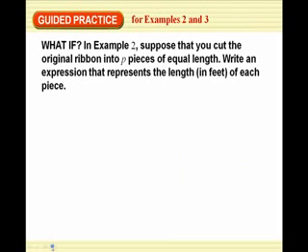Okay? So the guided practice: what if, in example 2, suppose you cut the original ribbon into P pieces of equal length. Write an expression that represents the length in feet of each piece. So now we're cutting in equal pieces. That means you divide it up equally. So we're going to take the 8 feet of ribbon we have and divide it by P. And there's the key for me, equal lengths, so that's divided out equally: 8 divided by P.